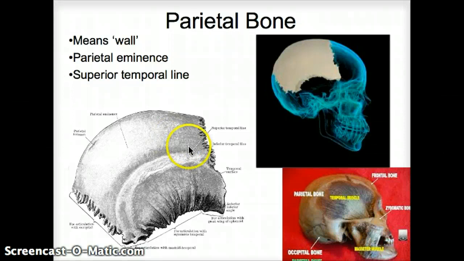The superior temporal line is below that, and you can't really see it or feel it that well, but it's an attachment site of the temporal muscle, the temporalis muscle right here, that helps in chewing. If you clench your teeth together and then push on the side of your skull, there's a little bit of muscle bulging that happens, and you can feel that. So where that muscle attaches on the parietal bone is the superior temporal line.